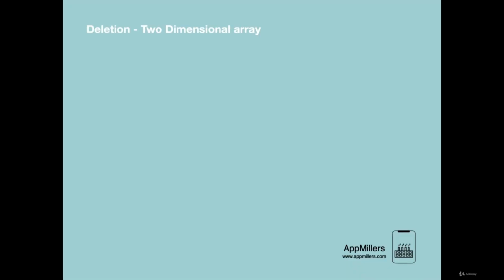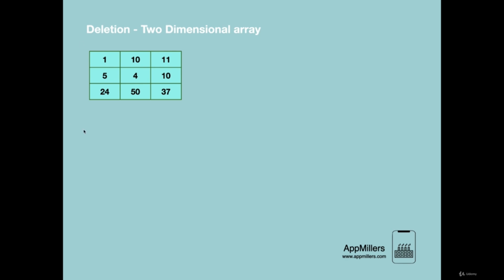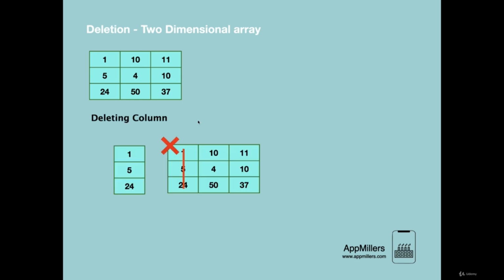Hi there. Now in this video we will look at how we can delete a row or a column from a two-dimensional array. Let's say we have an array like this, and we want to delete the first column from this array. How is this going to be possible? To delete the first column from this array, we need to access this first column and delete its elements.